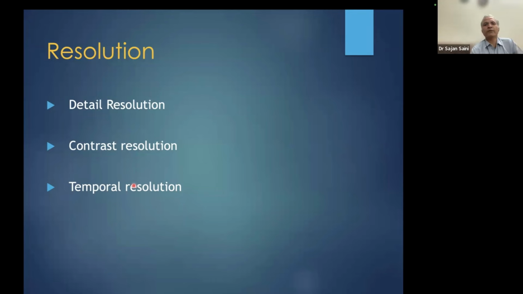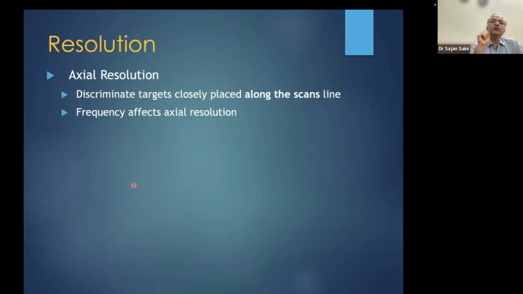And let's discuss them one by one. So the axial resolution discriminates the targets along the scan line. I have discussed that the two separate objects are lying along the scan line or parallel to the scan line. Okay. So let's discuss this schematic diagram to understand what I mean by axial resolution.